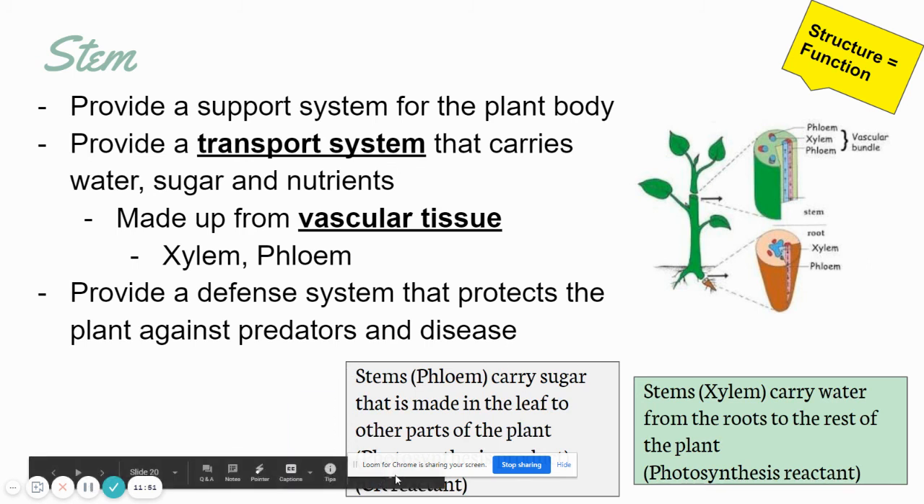Keep in mind, in these gray and green boxes, notice that the stems carry different reactants or products for the different processes that are happening inside of the plant. The stem will carry sugar that is actually made in photosynthesis and is going to be used in cellular respiration. And it also carries water, which is going to be the reactant of photosynthesis.